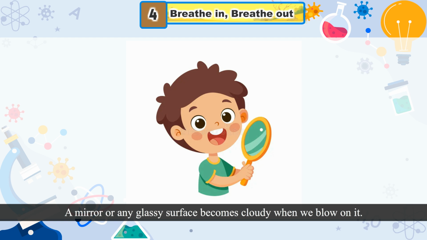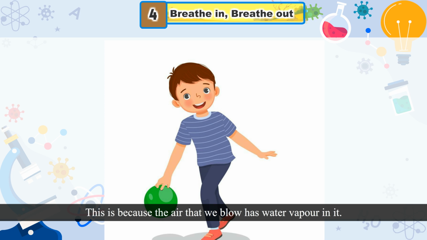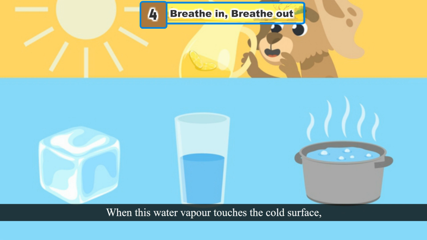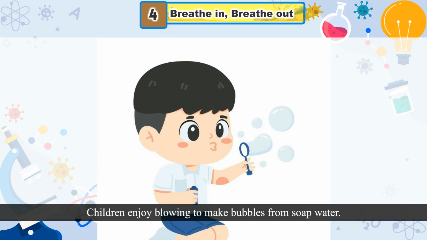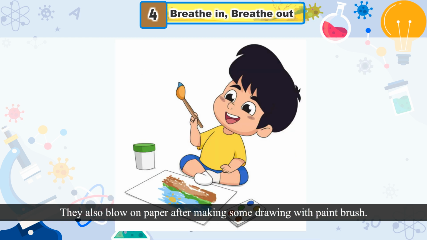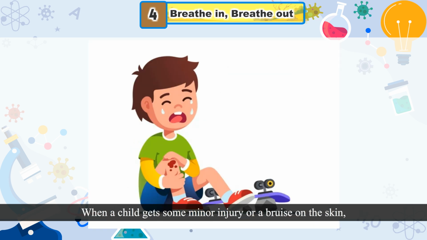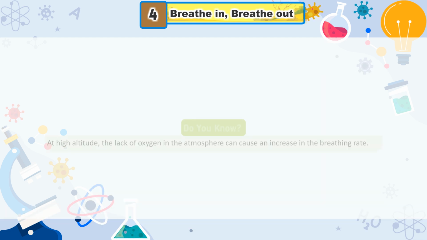A mirror or any glassy surface becomes cloudy when we blow on it. This is because the air that we blow has water vapor in it. When this water vapor touches the cold surface, it condenses on the cold surface and makes it cloudy. Children enjoy blowing to make bubbles from soap water. They also blow on paper after making some drawing with a paintbrush. When a child gets some minor injury or a bruise on the skin, the parents blow on the injury.